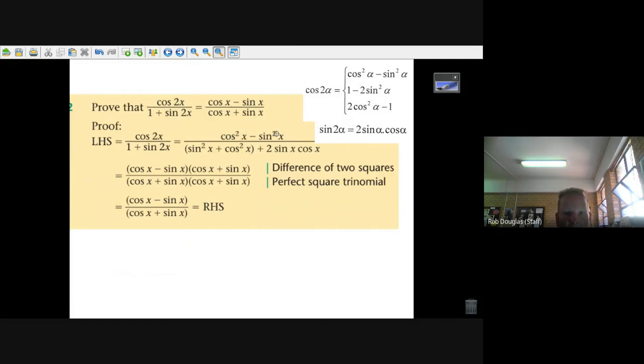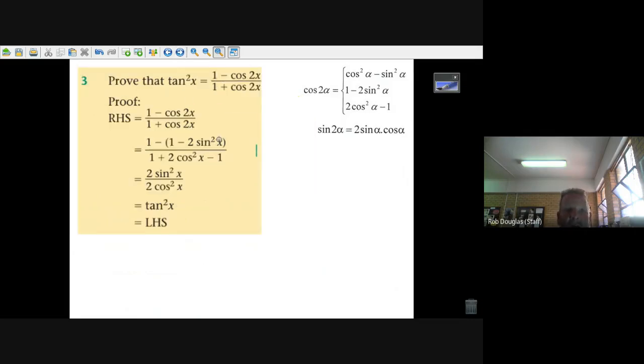This cos squared minus sine squared is the same as a squared minus b squared. It's a minus b, a plus b. And this one is really like a squared plus 2ab plus b squared. And that just simplifies into a plus b, a plus b. And now the cos x plus sine x cancel, and it looks exactly like the right-hand side. And we're using two ideas, the difference of two squares and the perfect square of a trinomial. You might have to go through that carefully on your own.